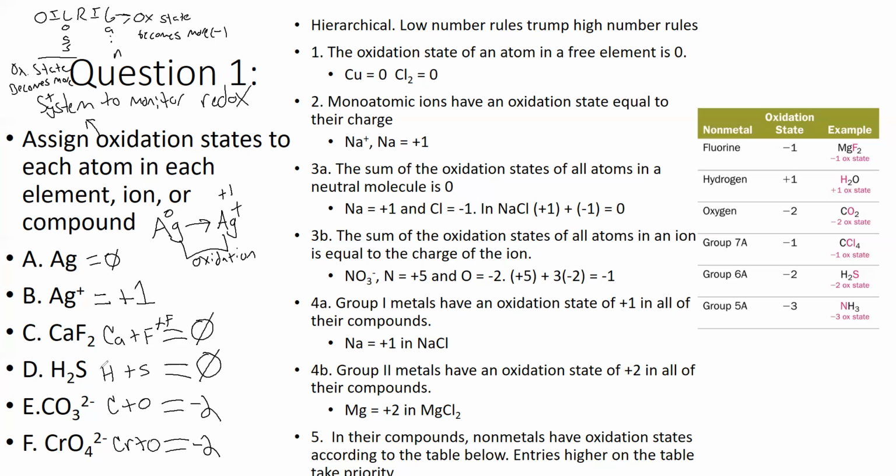All right, so rule 4a, group 1 metals are always +1. So in an element, group 1 metals are always +1. If we look at C, D, E, and F, we don't have any group 1 metals. But if we did, it would be +1.